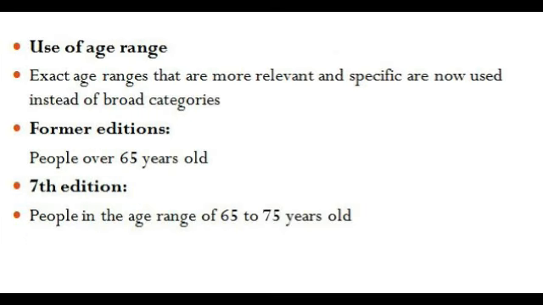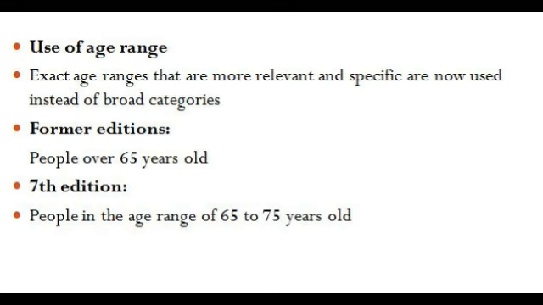Use of age range. Now the 7th edition also brought a new way of using age range. Instead of broad categories, you should use exact age ranges that are more relevant and specific. Now the 7th edition is saying you can put this statement this way: people in the age range of 65 to 75 years old. That is what the 7th edition has brought. Now look at the next one.